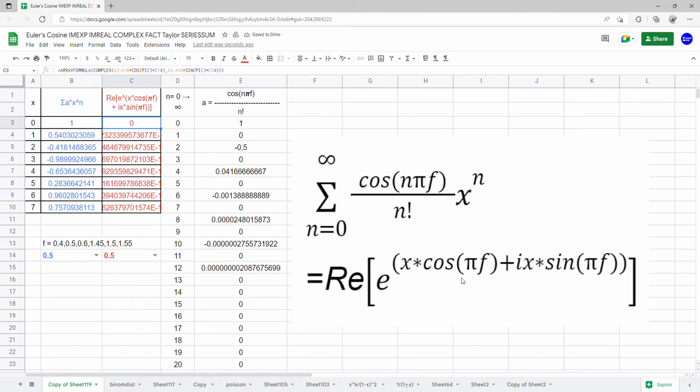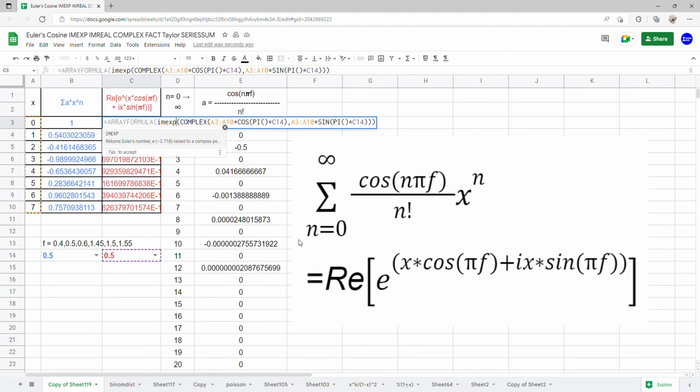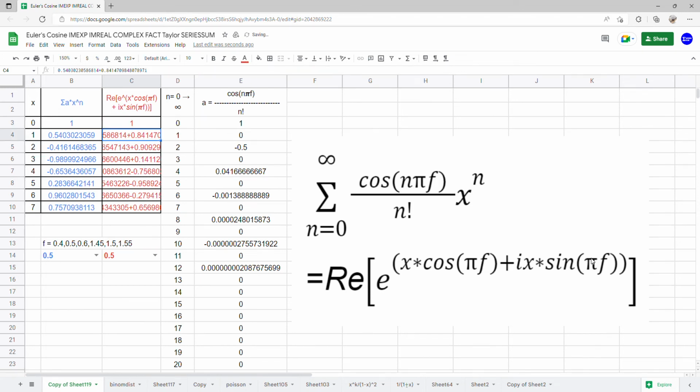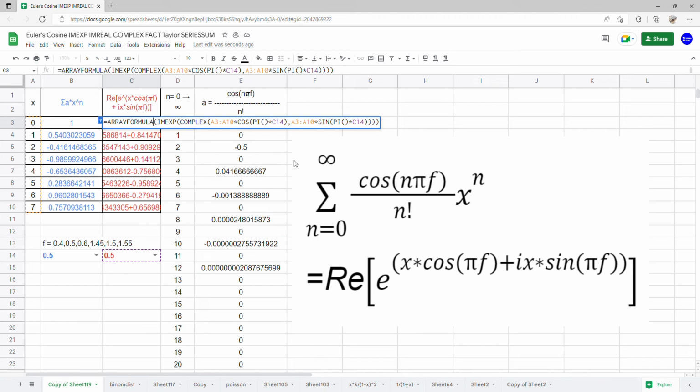Now that we have the complex number, this is Euler's number raised to the power this number. So this will be IMEXP of the complex number. So IMEXP, Euler's number raised to the power the complex number. And finally, this is the real part, only the real part. So we take out the real part, IMREAL, the real coefficient of the complex number.